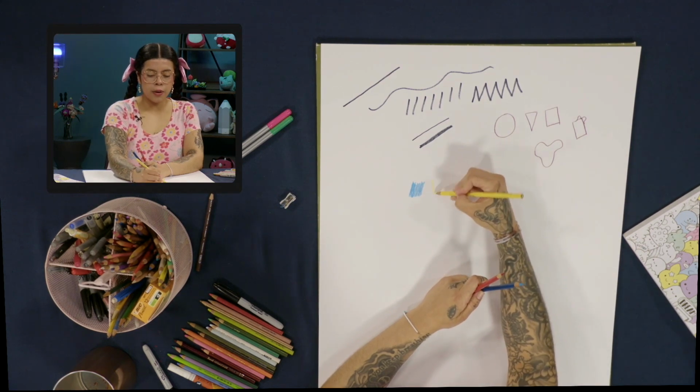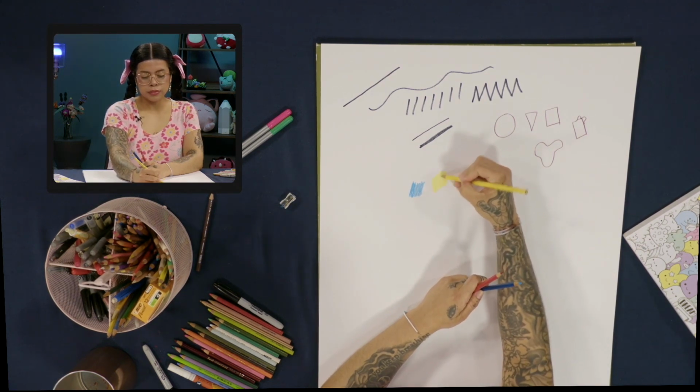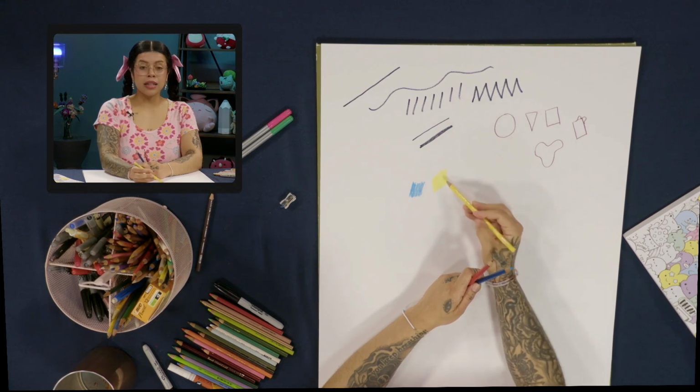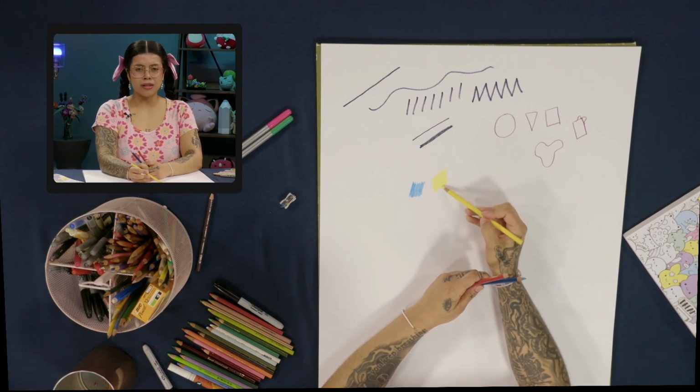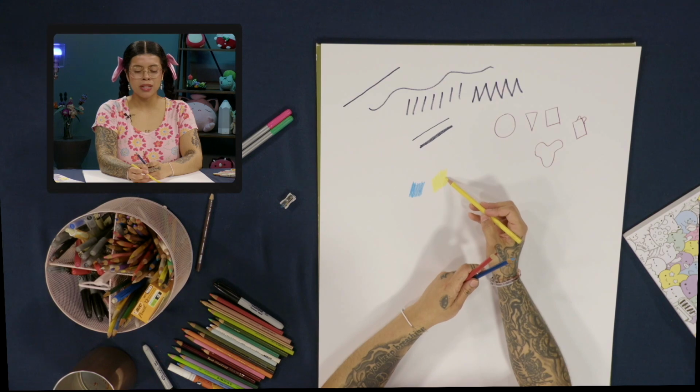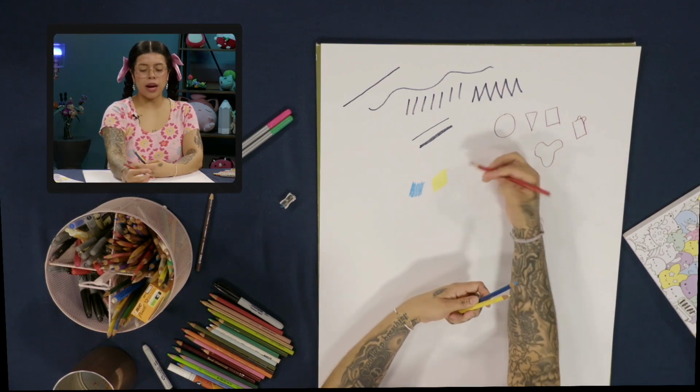Now let's use yellow. Oh, I love that yellow. That yellow is so bright, it makes me think of sunflowers, and that reminds me of feeling happy, like when I'm outside. Now let's try out red.